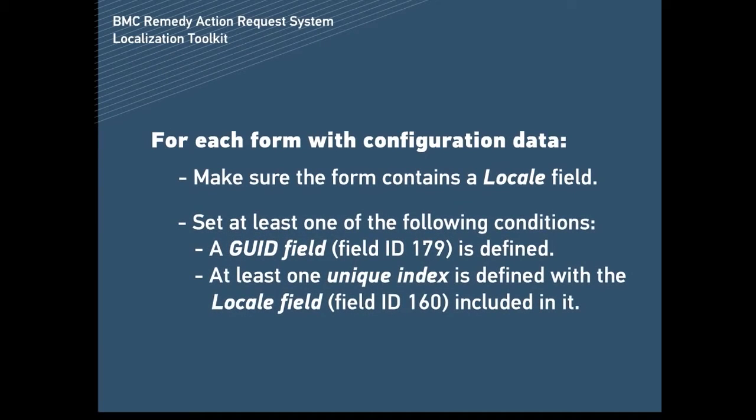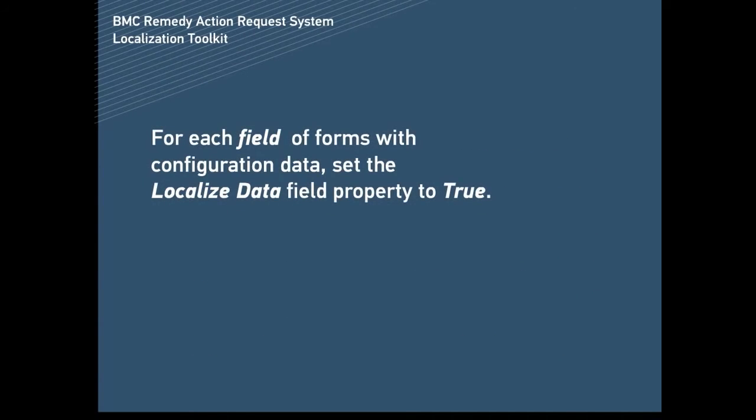A GUID field, field ID 179, is defined, or at least one unique index is defined with the locale field, field ID 160, included in it. Finally, select the Localize Form Data checkbox. For each field of forms with configuration data, set the Localize Data field property to True.